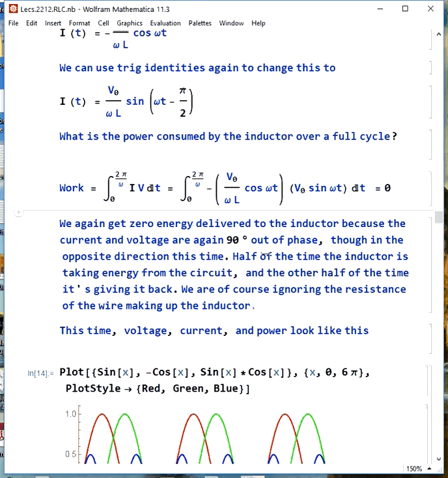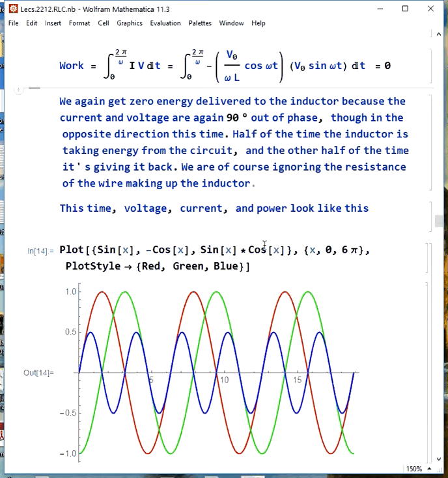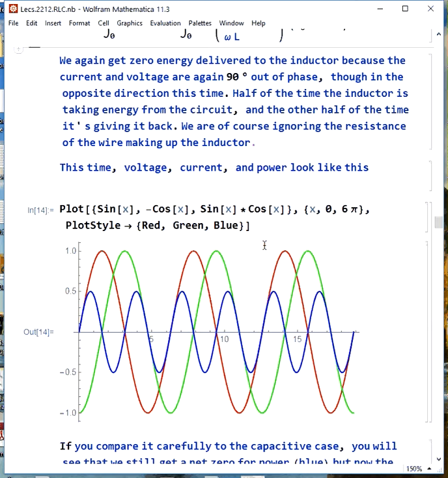So, again, the current and voltage are 90 degrees out of phase, opposite direction this time, but that still means that half the time the inductor is taking energy from the circuit and the other half it's giving it back. This, of course, ignores the resistance of the wire that makes up the inductor.